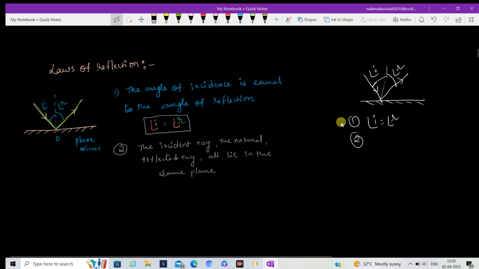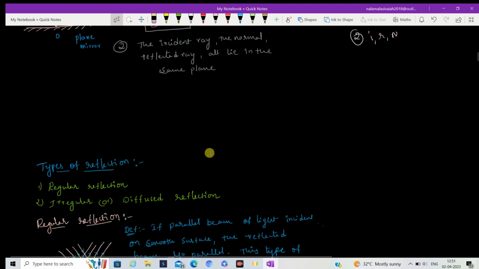The second law: the incident ray, reflected ray, and normal line all lie in the same plane. You can note this down. The angle of incidence is equal to the angle of reflection, and the incident ray, normal, and reflected ray all lie in the same plane. This is the diagram you can observe.